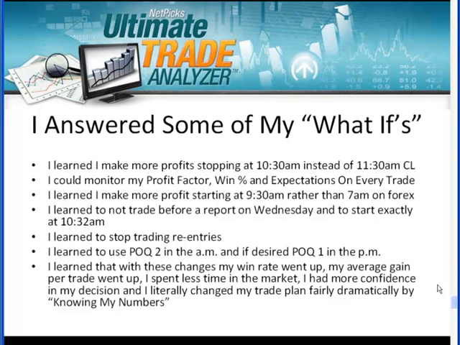So power of quitting usually means you try to get 2 winners, have a positive result, and then you quit for the session. It's dynamic. Well, in the afternoon, I learned that going for the 1 win and positive was far more profitable on the Russell E-mini, for example. I learned that with these changes, my win rate went up, my average gain per trade went up, I spent less time in the market, I had more confidence in my decision, and I literally changed my trade plan fairly dramatically by knowing my numbers.